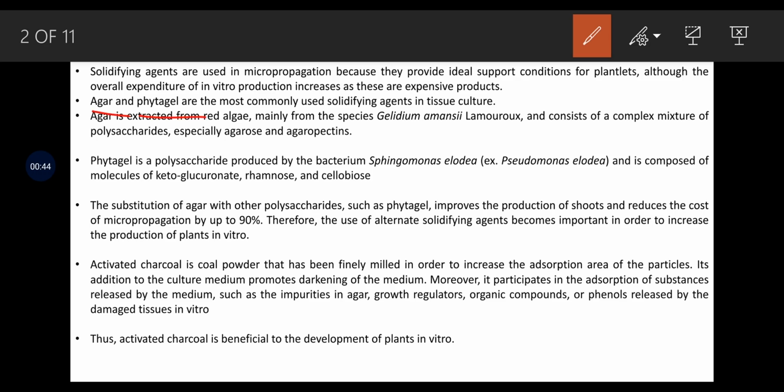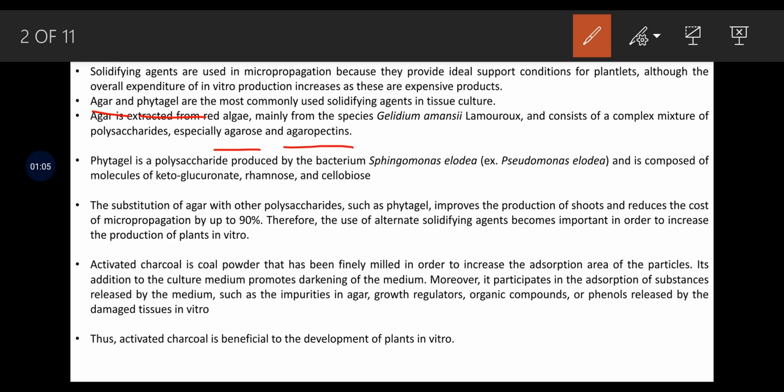Agar is extracted from red algae, mainly from the species Gelidium amansii Lamouroux, and consists of a complex mixture of polysaccharides, especially agarose and agaropectin. Agar is made up of agarose and agaropectins.